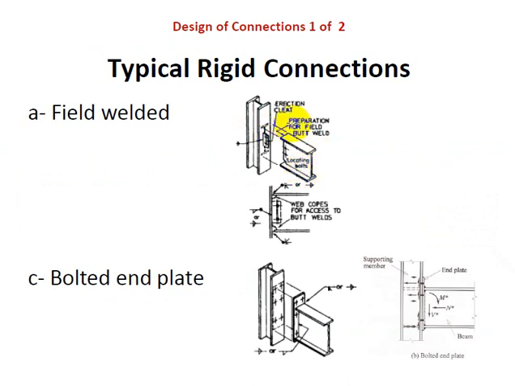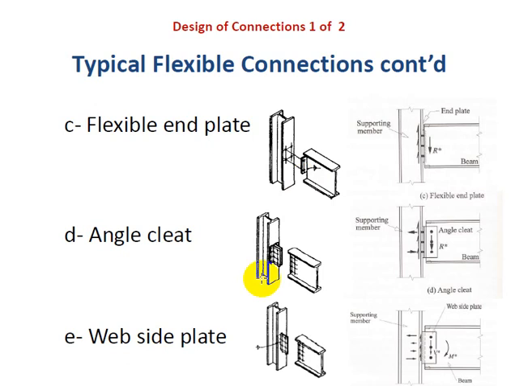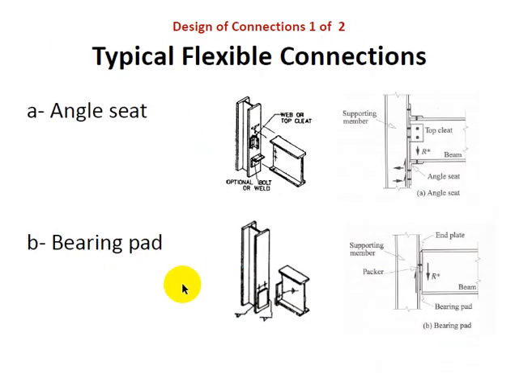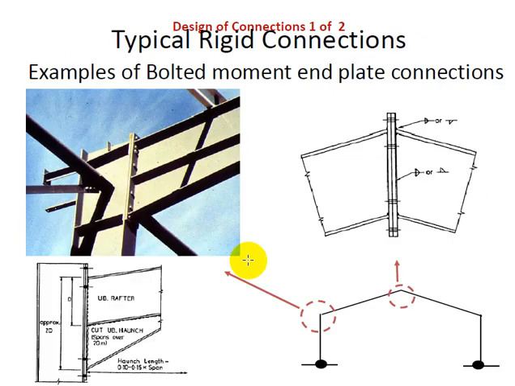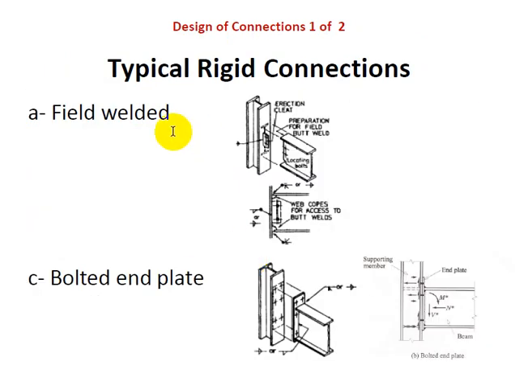So now let's go to typical rigid connections. Basically, all the welded connections are rigid connections. That's what is mainly used. However, that doesn't mean this is 100% correct, because if we just make a weld in the web, that means it's still a flexible connection.